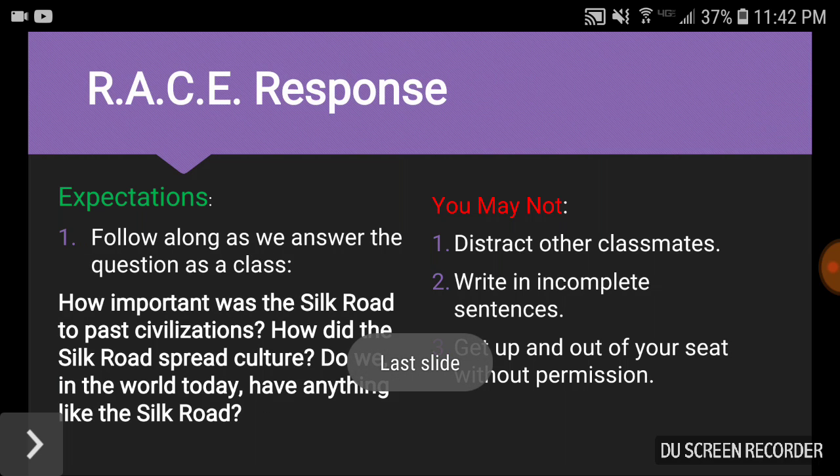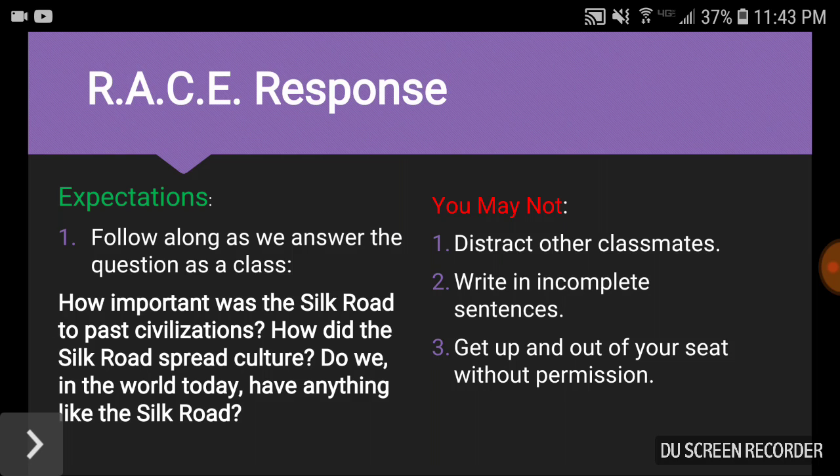All right, lastly, what you need to do is work on your RACE response. So what you're going to be answering in your RACE response are these 3 questions. How important was the Silk Road to past civilizations? So think about, what were people trading on it? Why were people needing it? How did the Silk Road spread culture? And do we in the world have anything like the Silk Road today?